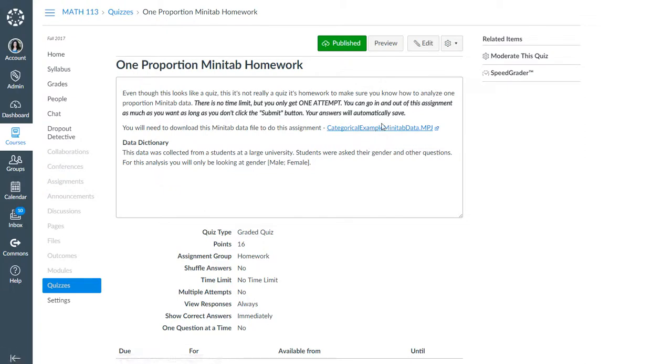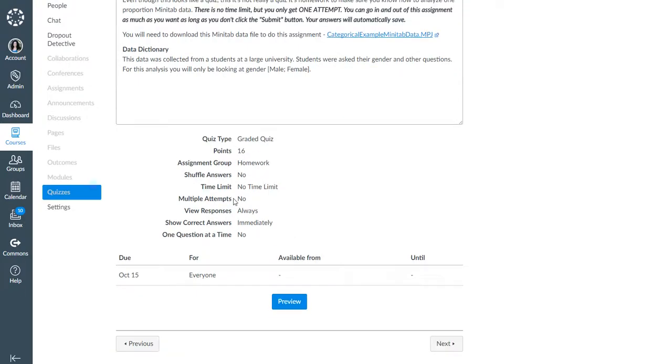Here's the data that you'll be using. The data was collected from students at a large university. The students were asked their gender and other questions, but for this analysis, you'll only be looking at gender. And then you've got some questions that you have to answer.